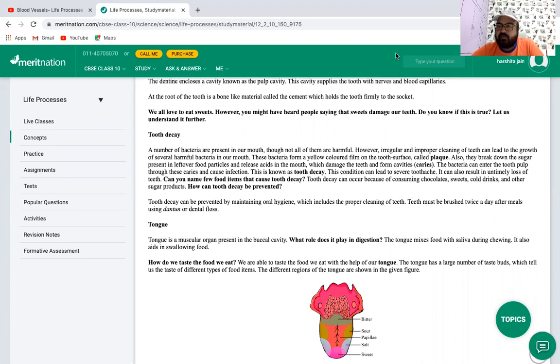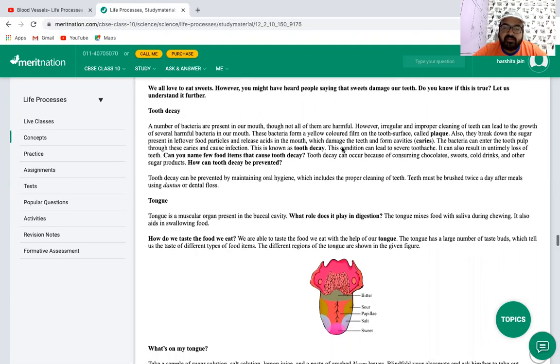But from a scientific point of view, after every meal you must brush your teeth because that paste contains, you can say, a base. If sugar is present on your teeth sides, it may lead to the growth of bacteria, which may release acid and can damage the hardest substance of our body, called tooth enamel. To prevent that, it is advisable. That is what they are guiding.